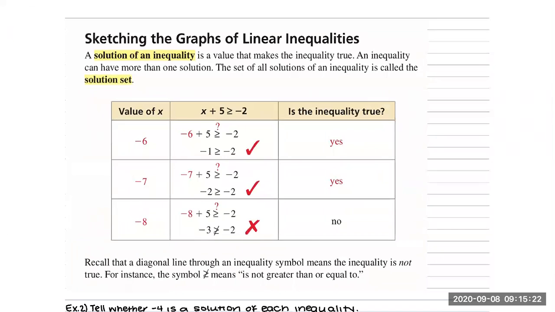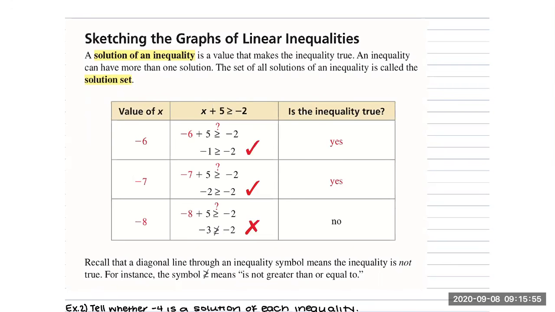When we look at the solutions of linear inequalities, the solution of the inequality is the value that makes the inequality true. An inequality can have more than one solution, and the set of all solutions of an inequality is called the solution set. So for example, if you had x plus 5 is greater than or equal to -2, you would solve this the same way you would an equation and move the 5 over. That way you get what x is greater than or equal to.